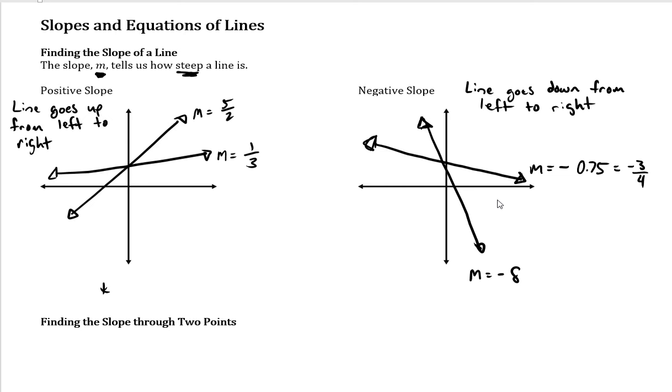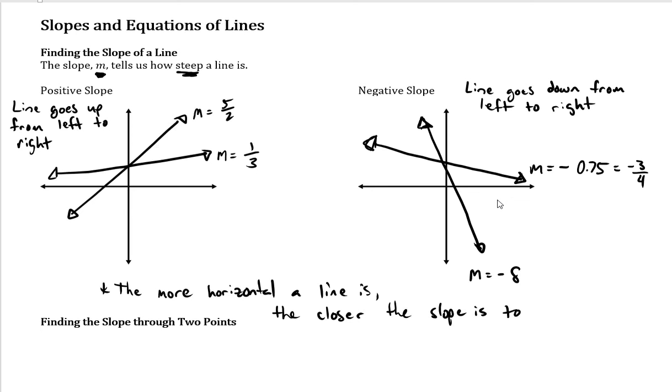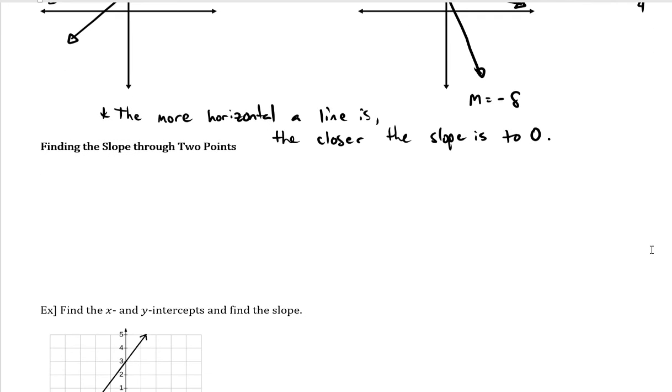Let's add the one thing that I was saying. The more horizontal a line is, the closer the slope is to 0. Okay, so both cases are positive slope. The one that's more horizontal, this 1/3, is closer to 0. Same deal with the negative. The -3/4 is closer to 0. It's more horizontal. Okay, so there's some visualizations.